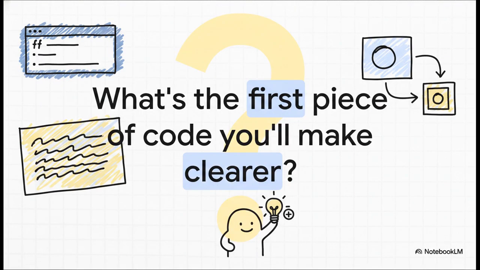So, I'll leave you with this question. Think about a project you're working on right now. After watching this, what is the very first function you're going to go back to and clean up with a proper docstring? Or maybe there's a bug you can fix now that you understand scope a little better. Start there. Build the habit.